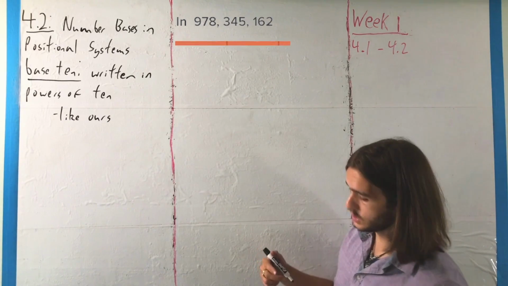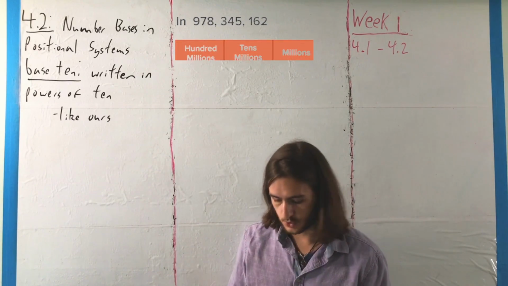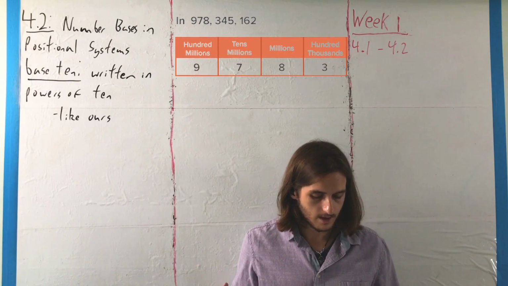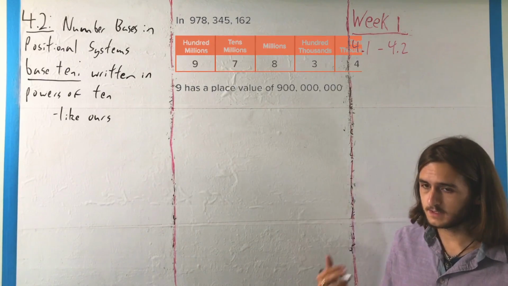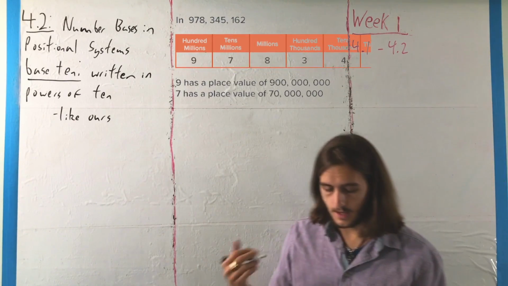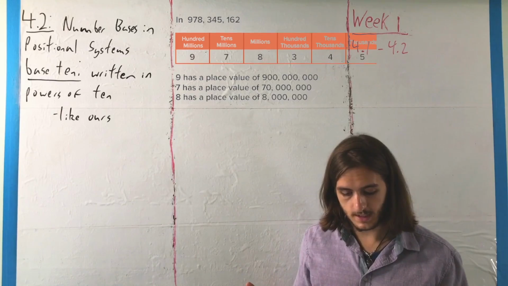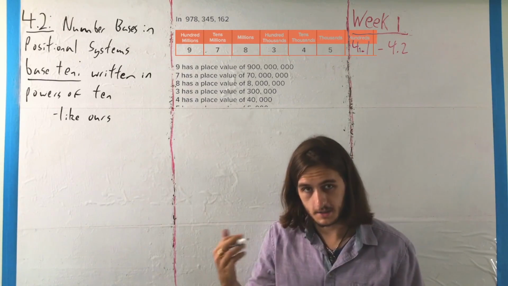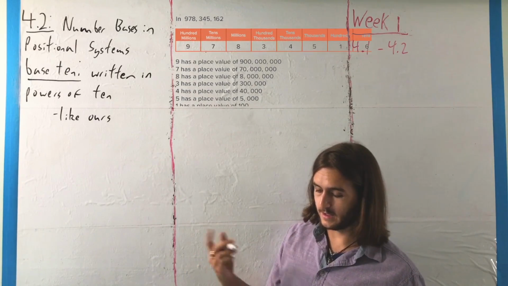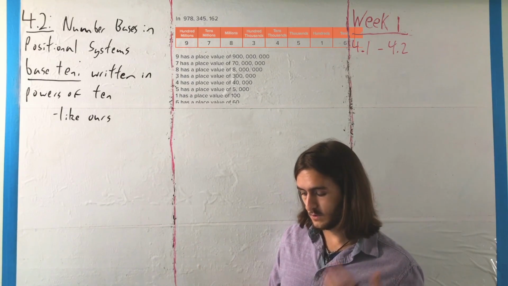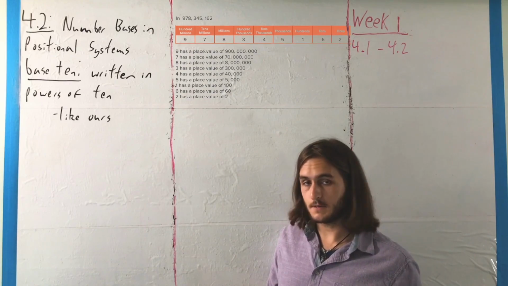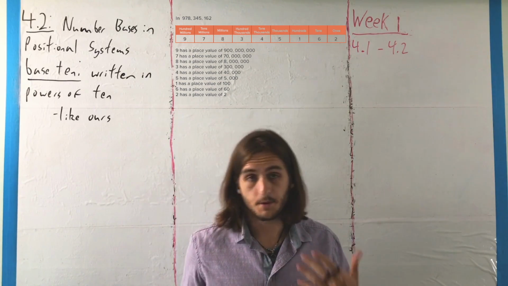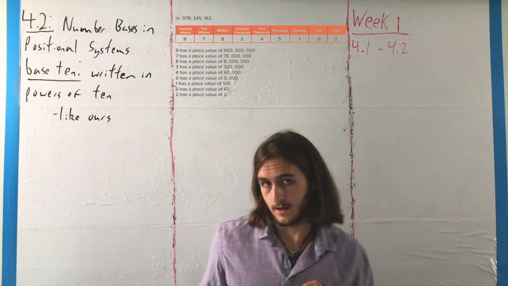You can think of it in terms of 900 millions, that is 9 10 to the 8ths, along with 7 10 to the 7ths, 8 10 to the 6ths, 3 10 to the 5ths, and so on down the line, splitting it up into all of those separate little pieces, because our number system is built in base 10, built in those powers of 10, as it were.